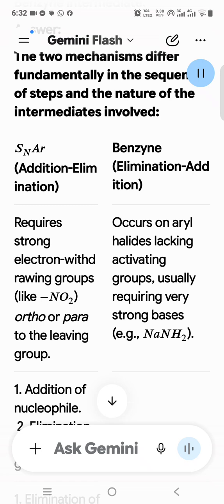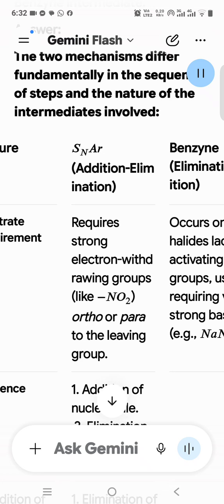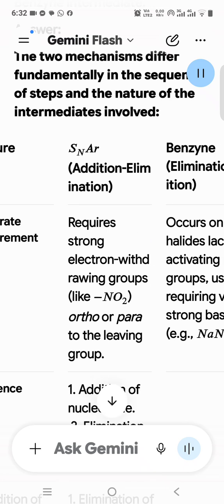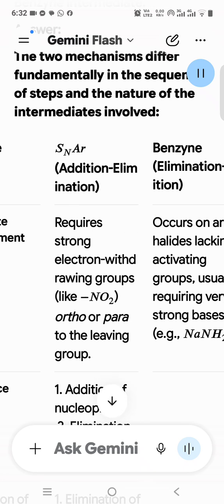Feature. S_NAr, addition-elimination. Benzyne, elimination-addition. Substrate requirement. S_NAr requires strong electron withdrawing groups, like NO_2, ortho or para to the leaving group. Benzyne occurs on aryl halides lacking activating groups, usually requiring very strong bases, e.g. NaNH_2. Sequence. For S_NAr: 1. Addition of nucleophile. 2. Elimination of leaving group. For benzyne: 1. Elimination of HX to form an alkyne.